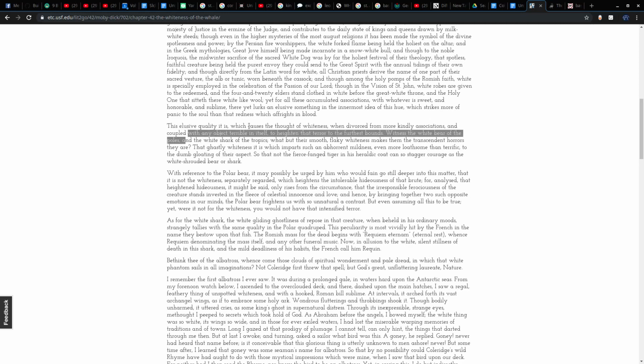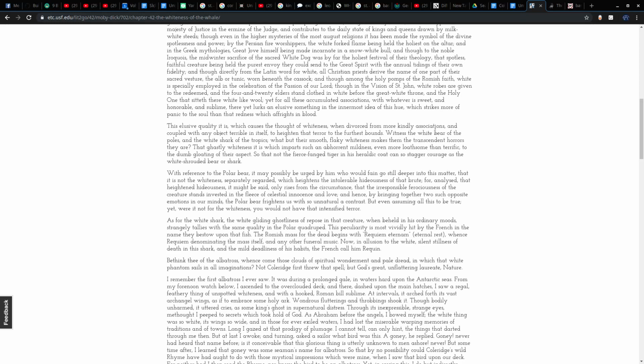"It is this elusive quality which causes the thought of whiteness, when divorced from more kindly associations and coupled with any object terrible in itself, to heighten the terrors to the furthest bound." What he's saying is, if you take the positive associations away from whiteness and then put it with something that's kind of terrifying, it makes that thing extra terrifying.